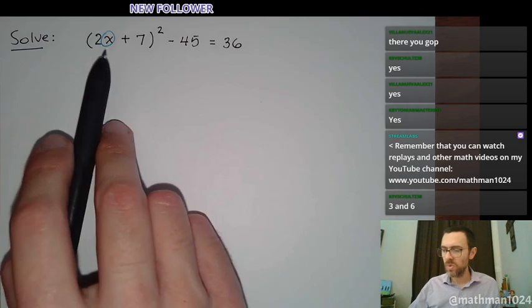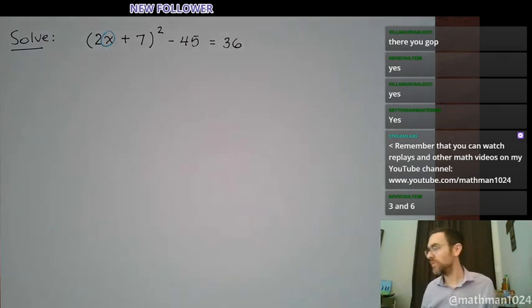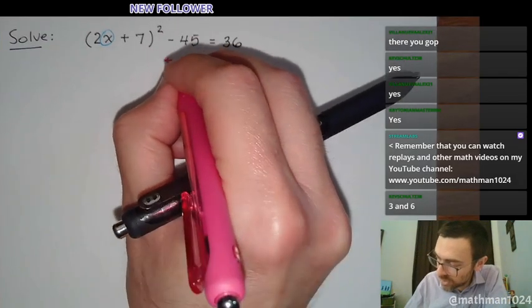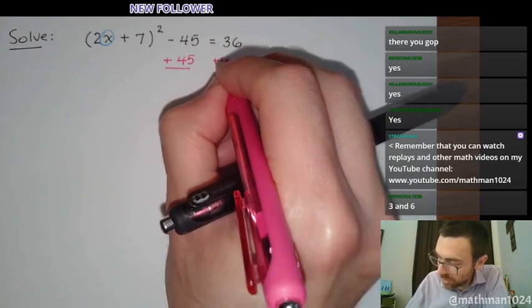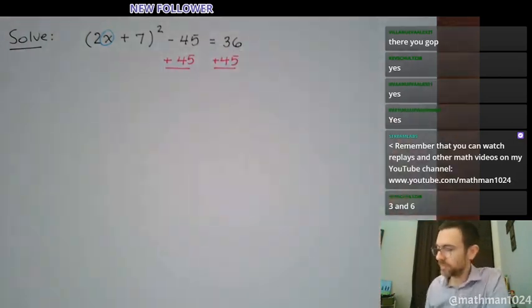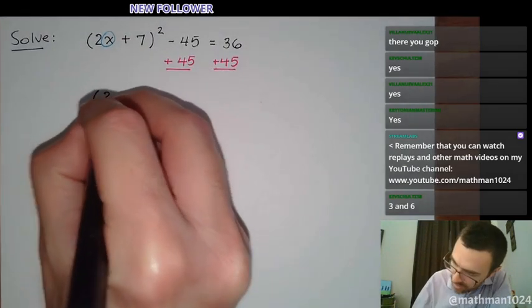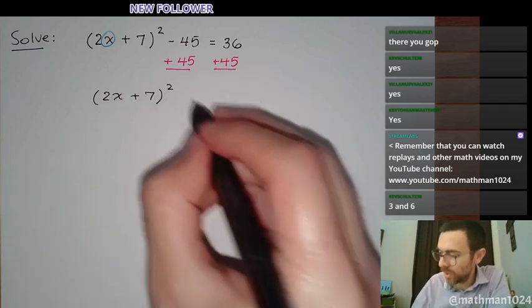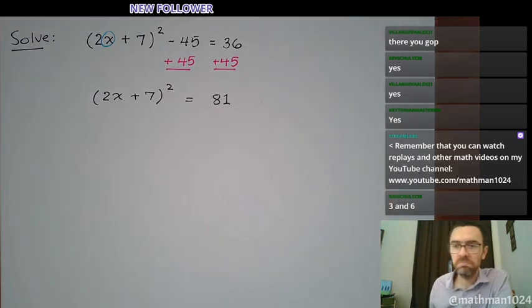So the 45, it's subtracting 45, so it's not really connected to the other stuff, not as strong as a square or multiplication. So we add 45 on both sides. Okay. So now we have (2x + 7) quantity squared is equal to 81. Right? Doesn't seem to be so bad.